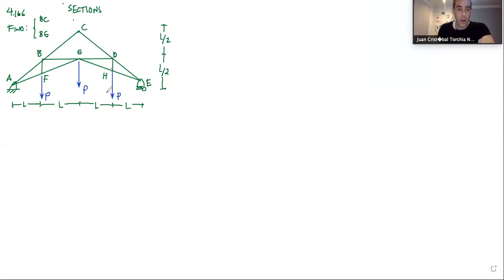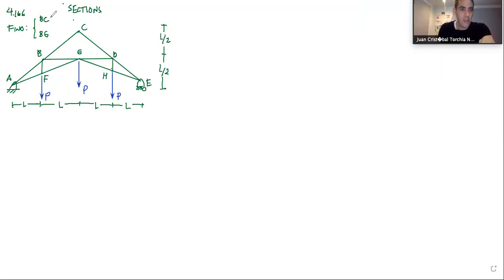So look at it. We don't have too many numerical values. Maybe we cannot get this thing with numerical values. But so far the magnitude is P, the magnitude is P, and the magnitude is P. And the distances are also without numerical values. It's just with letters. So L, L, L, L. And look at the height. The height is L divided by 2, and L divided by 2, this distance from here to there.